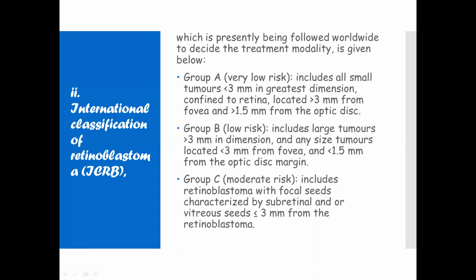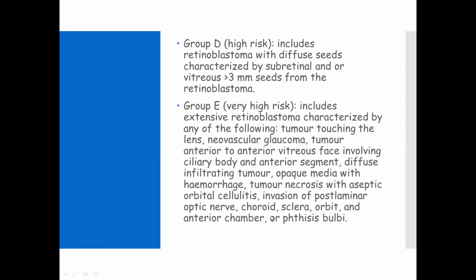Group B, which is low risk, includes large tumors which are greater than 3 millimeters in dimension and any size tumors located less than 3 millimeters from the fovea and less than 1.5 millimeters from the optic disc margin. Group C, which is moderate risk. So this includes retinoblastoma with focal seeds characterized by subretinal and vitreous seeds less than 3 millimeters from the retinoblastoma. Group D, which is high risk. So this includes retinoblastoma with diffuse seeds characterized by subretinal and vitreous seeds greater than 3 millimeters from the retina.